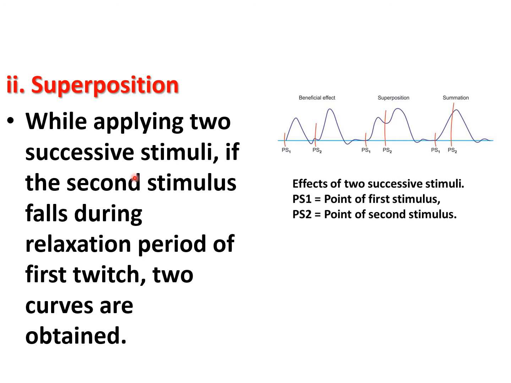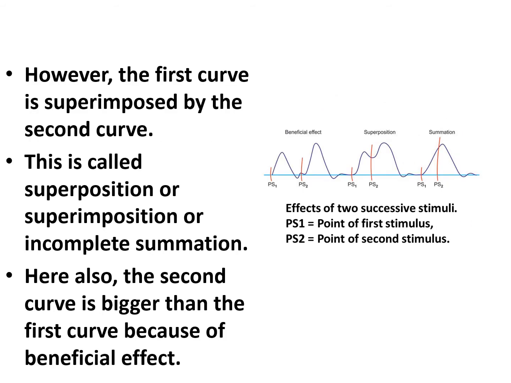Then wave summation or superposition. While applying the two successive stimuli, if the second stimulus falls during the relaxation period of the first curve, two curves are obtained. The first curve is superimposed by the second curve, and that is known as superimposition or incomplete summation or wave summation.